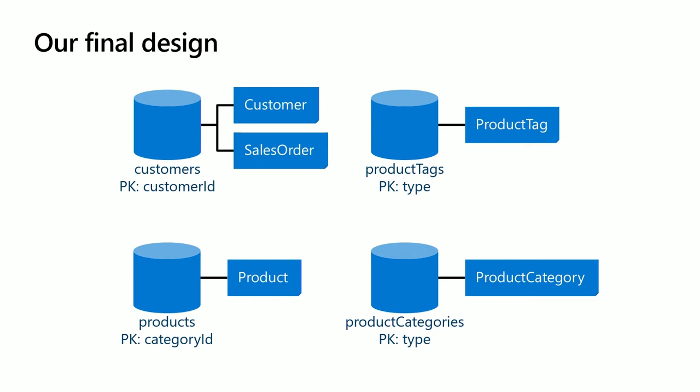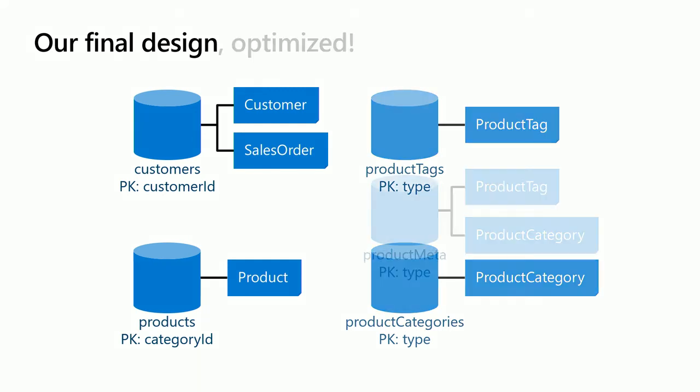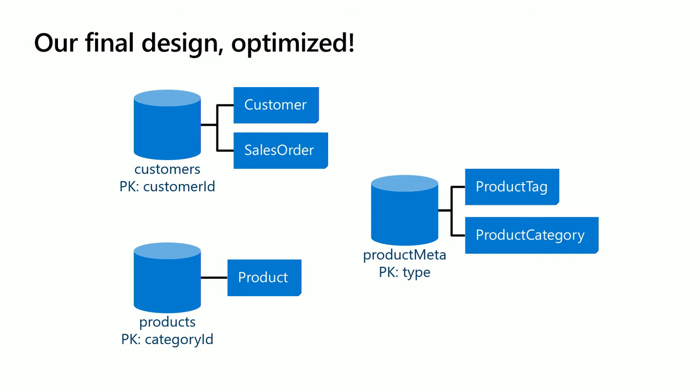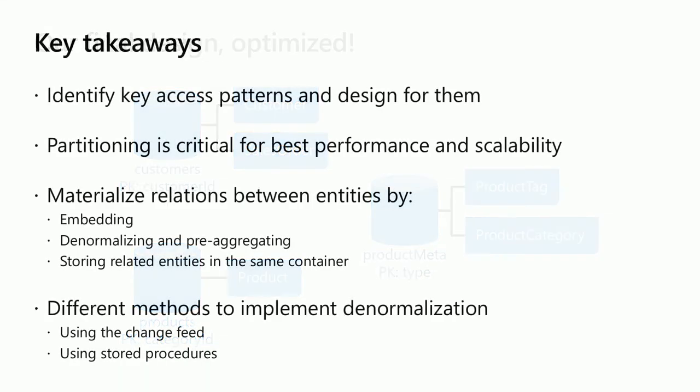I'm sorry? Tags and categories, right? As we mentioned before, good candidates to merge different entity types into the same containers are containers that share the same partition key value. That's the case here. We have tags and categories that are both partitioned by type. So one way to further optimize that design is to actually put them together in the same container. So eventually, we would be able to materialize our little e-commerce relational data model with 3 Cosmos DB containers.